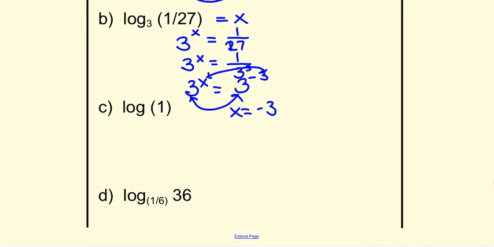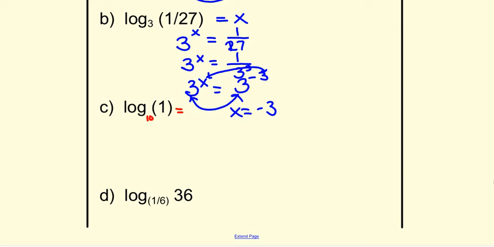Next one, I have log of 1. What's different about this problem is the base is not there. Remember, if there's no base, this is called the common log, and I'm going to put an x on the right-hand side. So 10 to the x power equals 1. 10 to what power would equal 1? If you think about that, 10 to the 0 power is 1. So what does x equal? x equals 0.